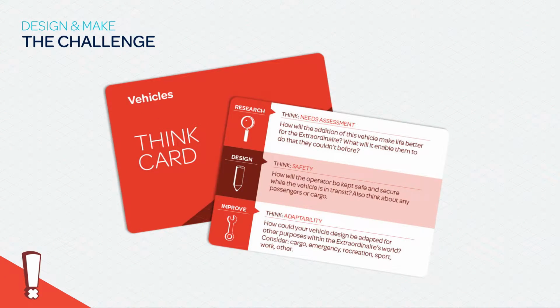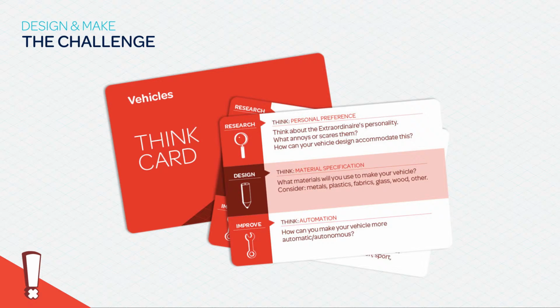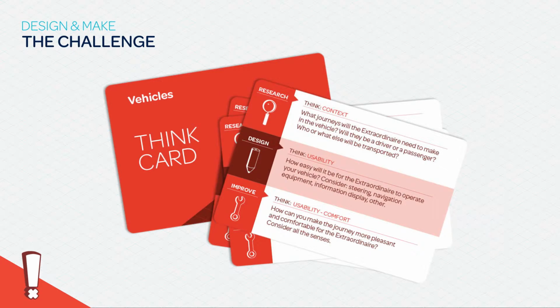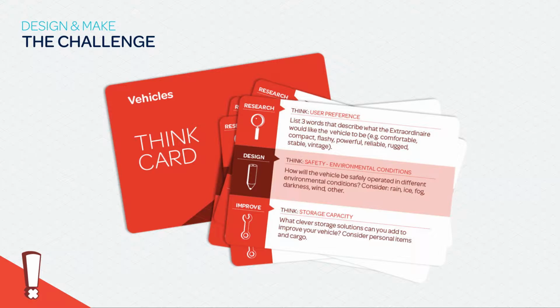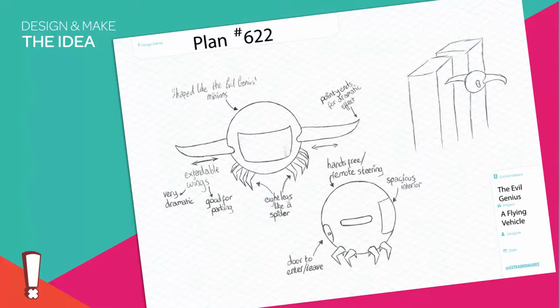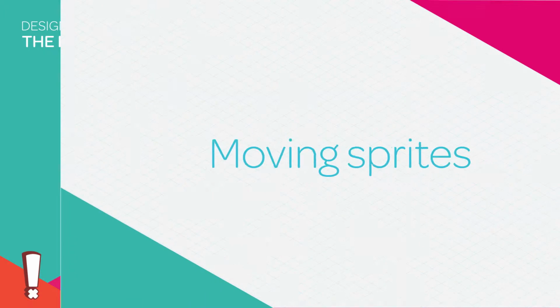The think cards help me to realize that the evil genius doesn't like people, meaning that using conventional roads would irritate our client. Flying gives him the freedom and seclusion he wants, while also adding a dramatic touch to each journey our extraordinaire makes. In keeping with the over-the-top designs our extraordinaire demands, my design is based on the evil genius's minions. It has a spacious interior and retractable wings, ready for any journey our extraordinaire needs to make.